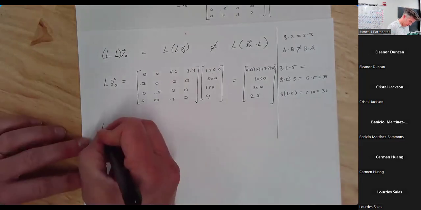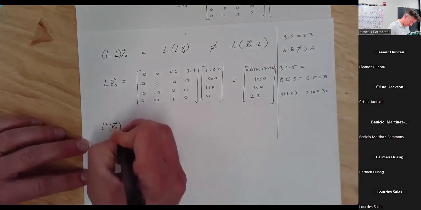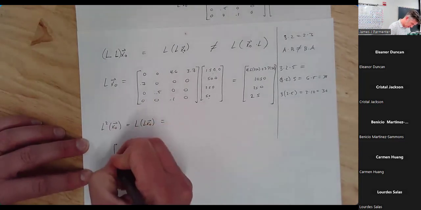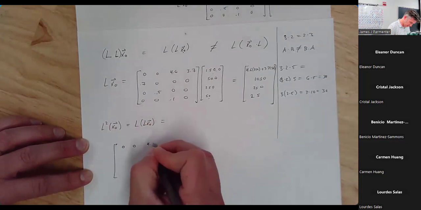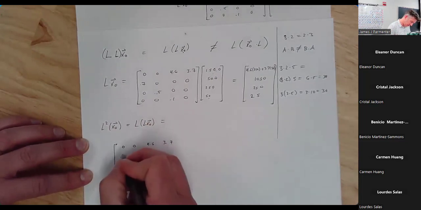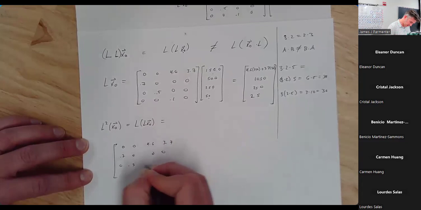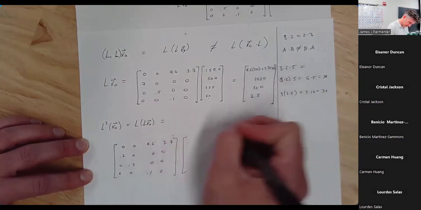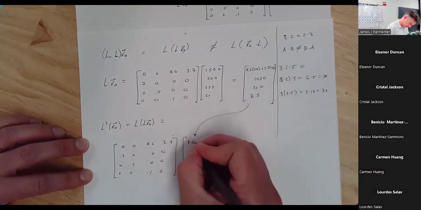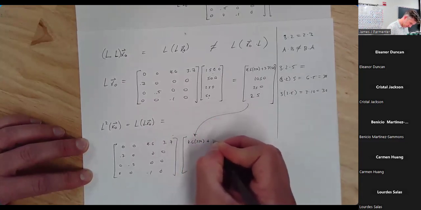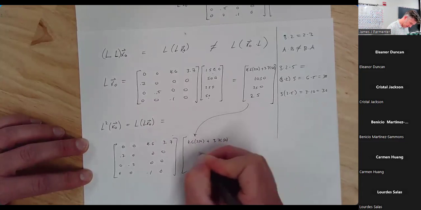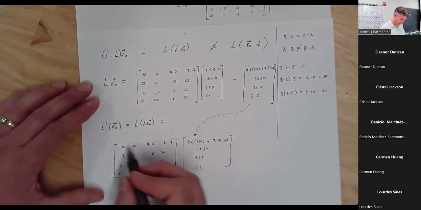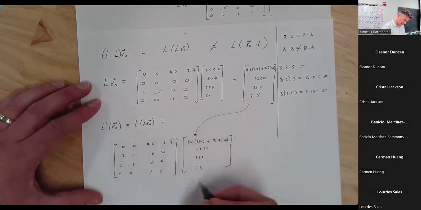And then you do it again. So L squared times x naught is just going to be L times the thing we just found, which is the matrix 0, 0, 4.6, 3.7; 0.7, 0, 0, 0; 0, 0.5, 0, 0; 0, 0, 0.1, 0, multiplied by that right there. Grant's going to start coming in here in a second. So then you would do it again. You would say this row dotted with that, this with that, this with that, this with that.